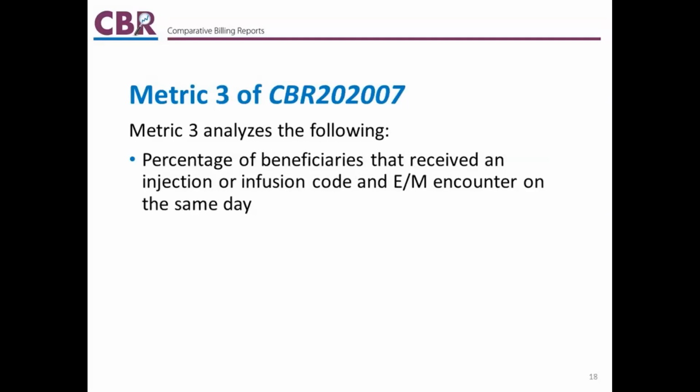And metric 3 looks at the percentage of beneficiaries that received an injection or infusion code and E&M encounter on the same day. This final metric lets us take a step back to examine the beneficiaries who received the injection or infusion services. What percentage of the beneficiaries that received an injection or infusion had the service on the same day as an evaluation and management encounter?